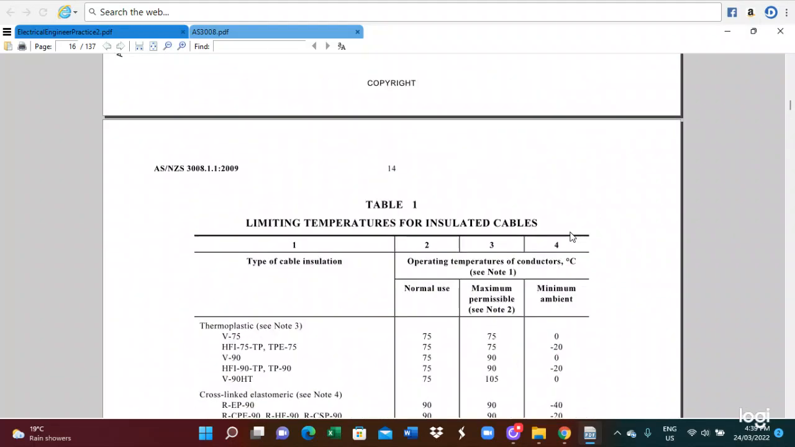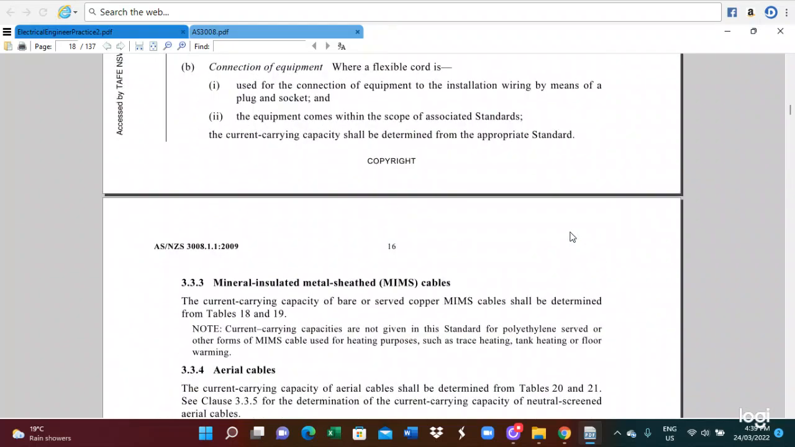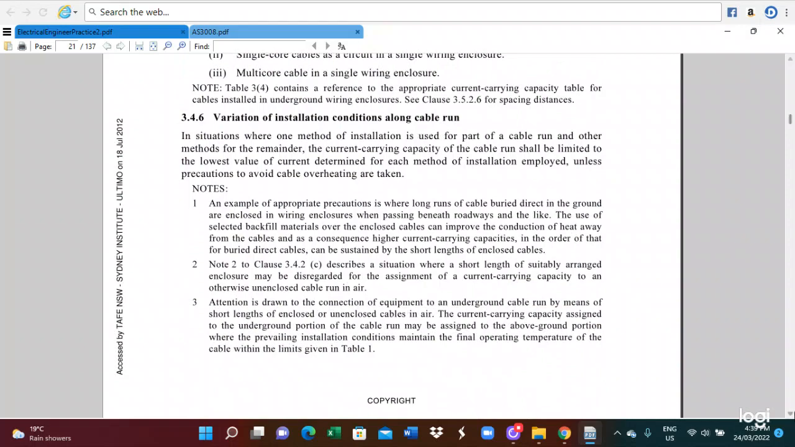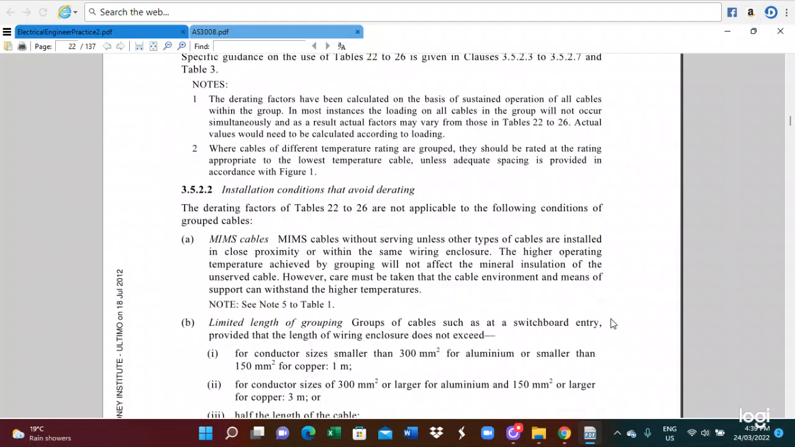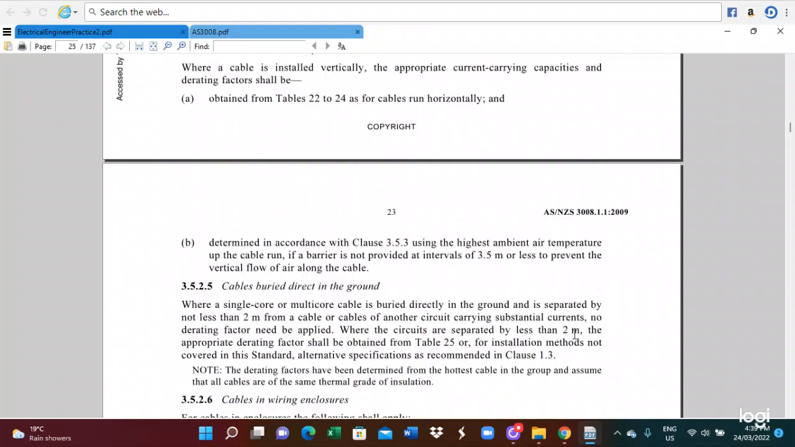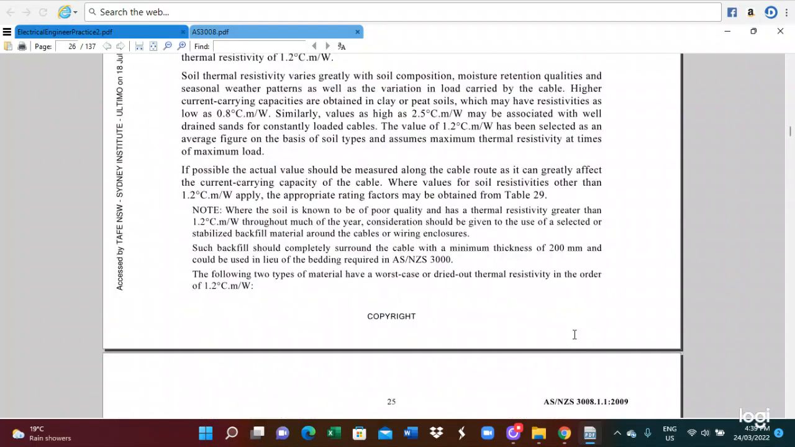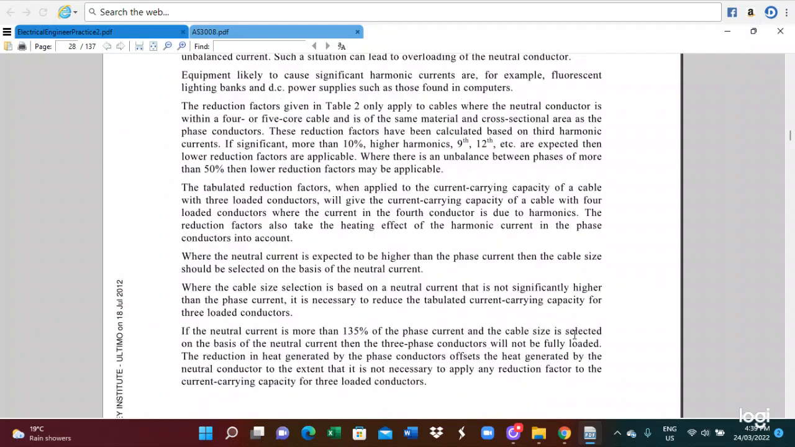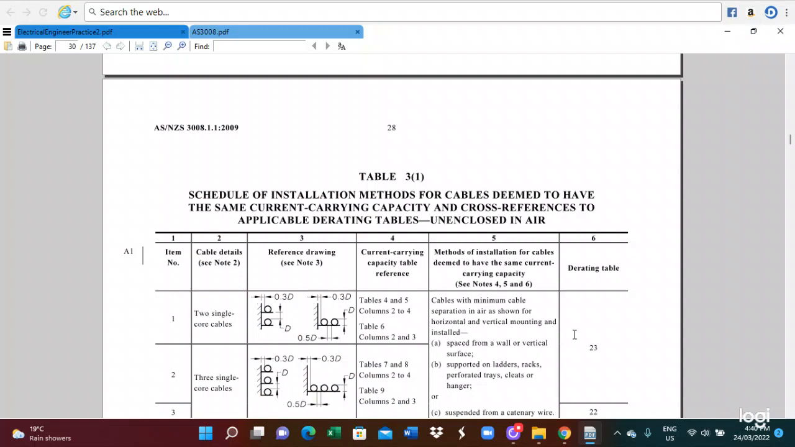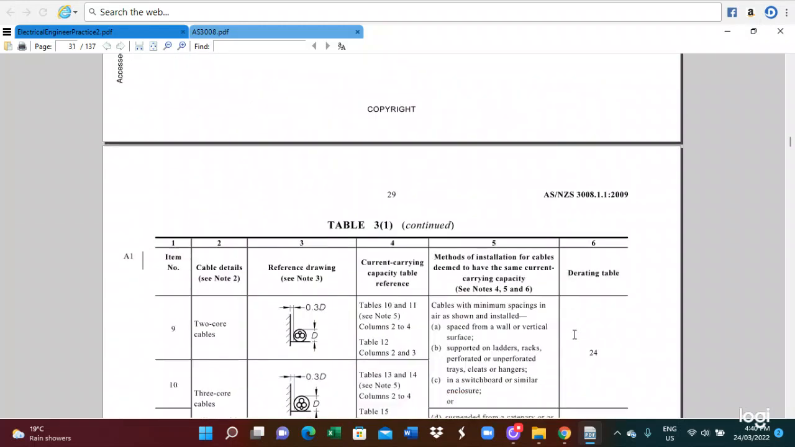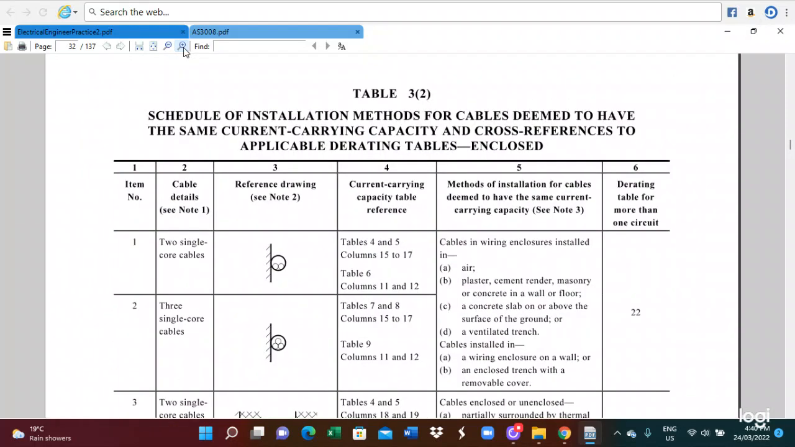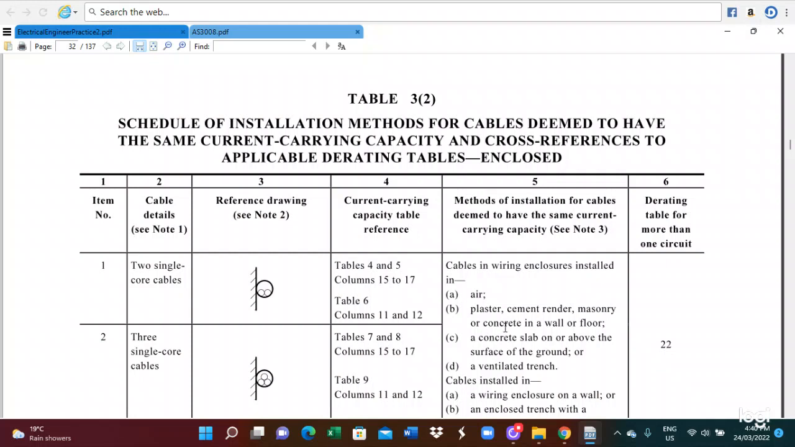This is table 1. So we look at tables 3-1 and 3-2. This is table 2, table 3-1. Table 3-2 is enclosed in air. So this is item 1, three single core cable.